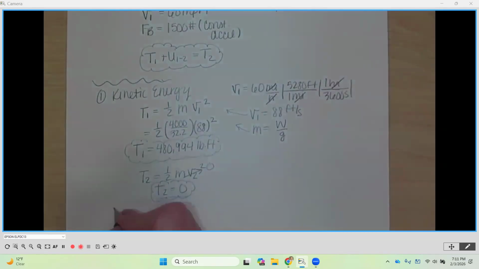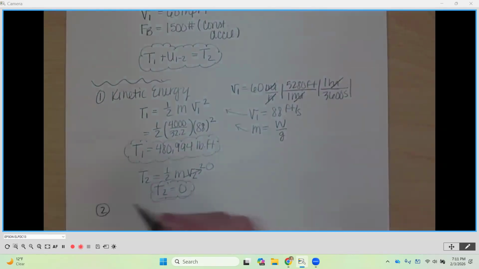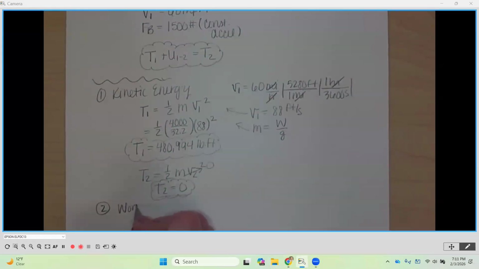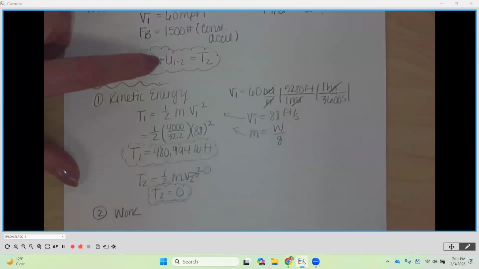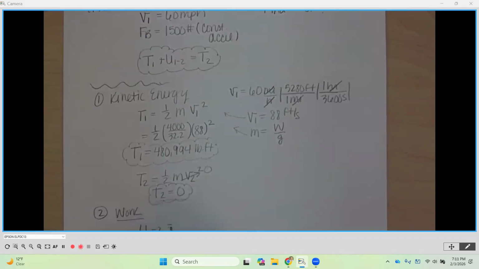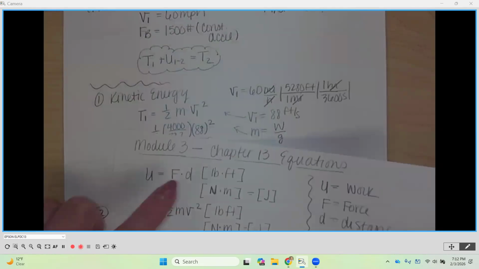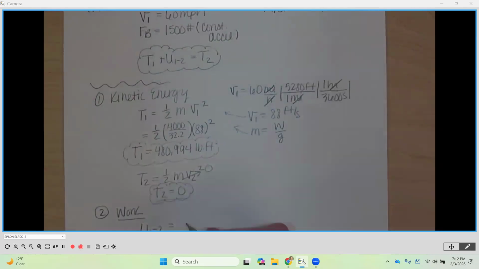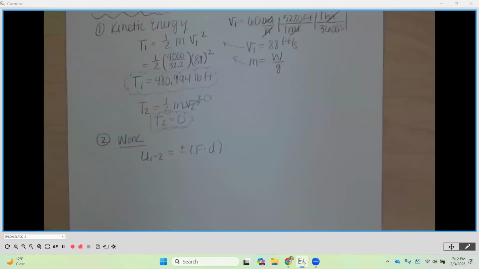So step number 2 is going to be the work. The work is the U1 to 2. U1 to 2 is equal to force times distance, and that's going to be a plus or a minus F times D. Oopsie, let me move that up.